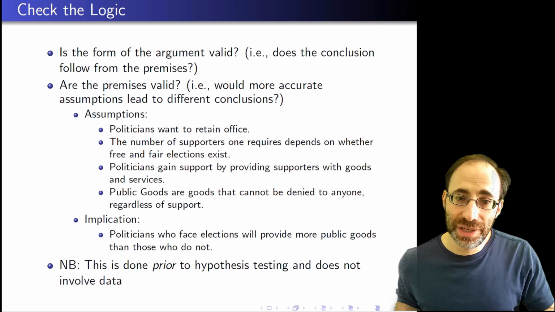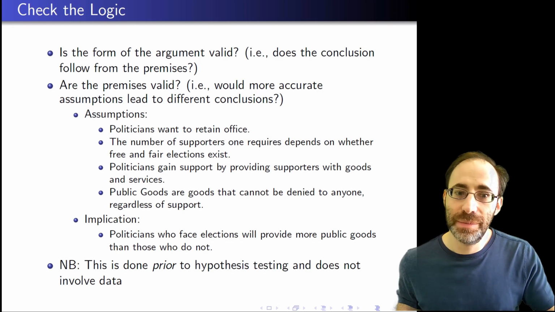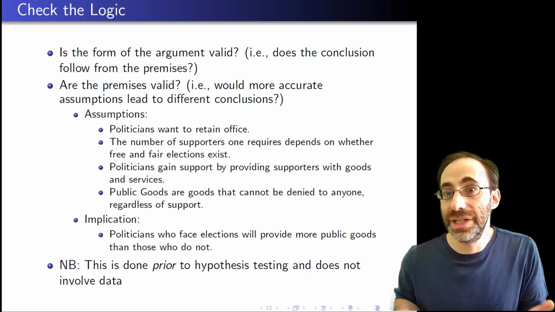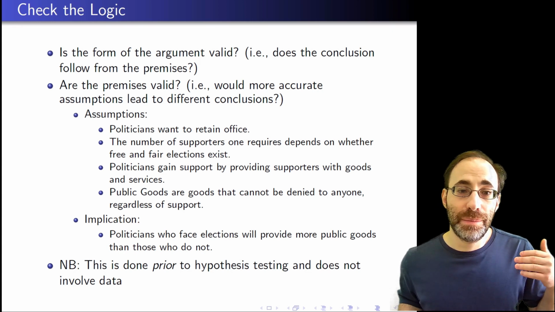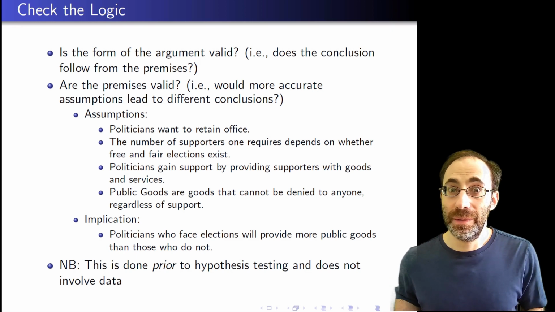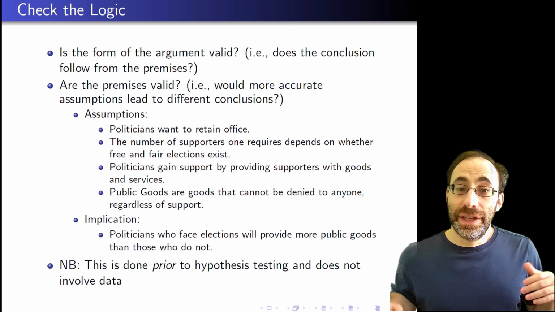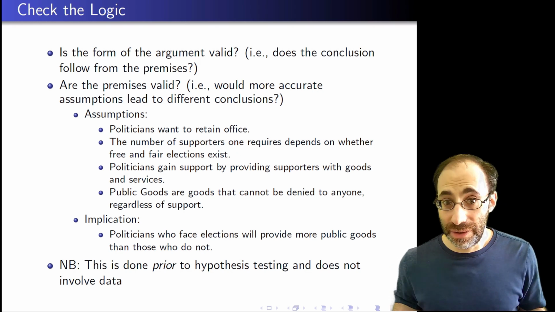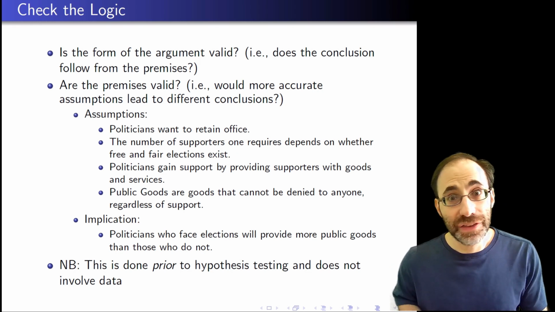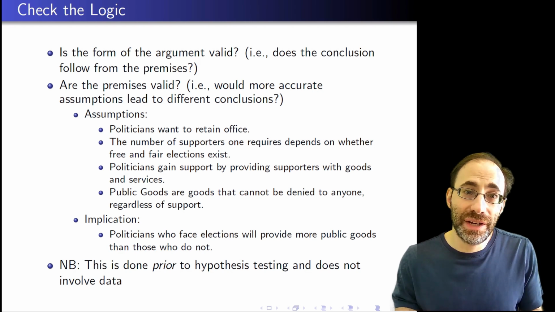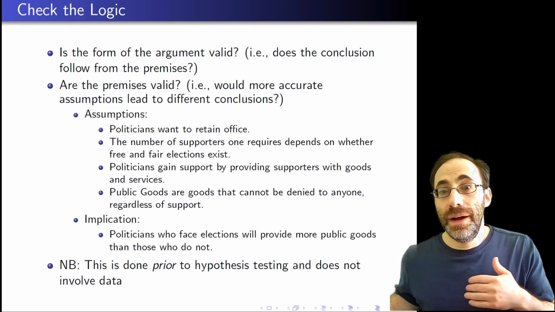Now we're going to take our assumptions and use a series of assumptions to lead through to an implication. So here's an example of that. Politicians want to retain office. They want to be reelected. That's an assumption. It has reasonable support. We're not saying that they only want that, but that the fact that they do want that is usually true.